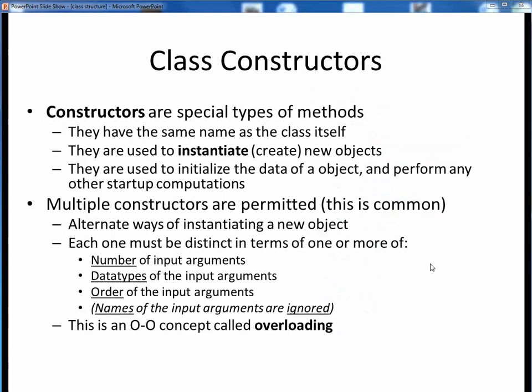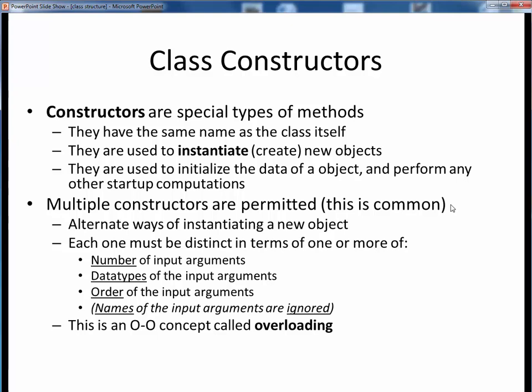Next, let's turn our attention to the constructors of a class. Constructors in Java are simply special methods which have exactly the same name as the class itself. We use them in programs to instantiate or create new objects of that class type. Constructors initialize the data of a new object and perform any needed startup actions.